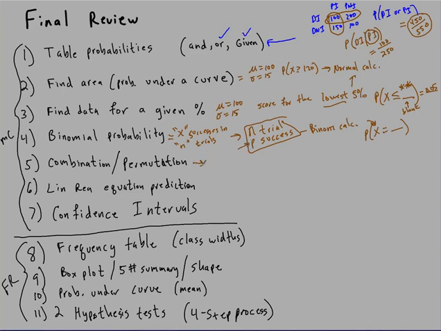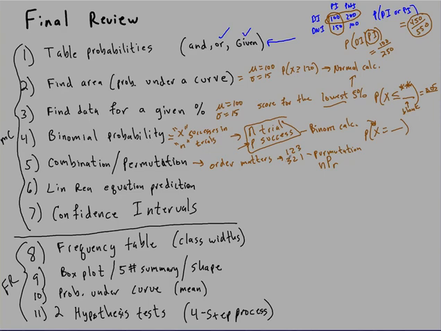Combinations and permutations are about how many ways we could arrange, or how many different combinations or permutations we could have in a group of people. Remember, when order matters, that means 1, 2, 3 is completely different than 3, 2, 1. That would be a permutation, and that would be nPr. Go back and look at your formulas for these.